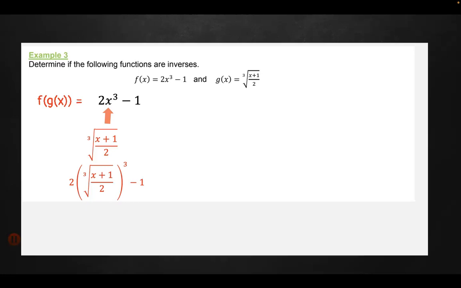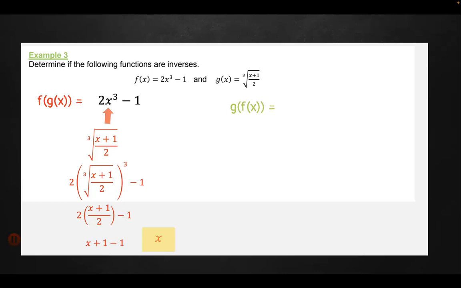So now how do I go ahead and simplify this? The cube root actually cancels out that cubed, that power. So I'm left with that expression that was underneath the radical. Now my 2 that's in the front, remember that's multiplied. So then I have a multiplied by 2, and then I also have the inside that's divided by 2. So those 2s will cancel. And now that +1 minus 1 is going to cancel each other out, and I'm going to be left with x.